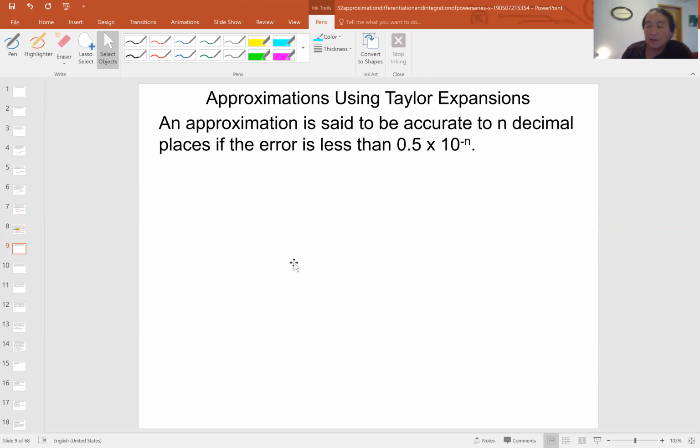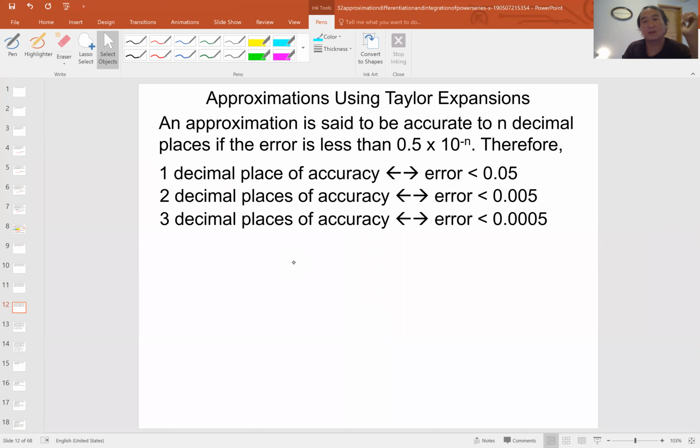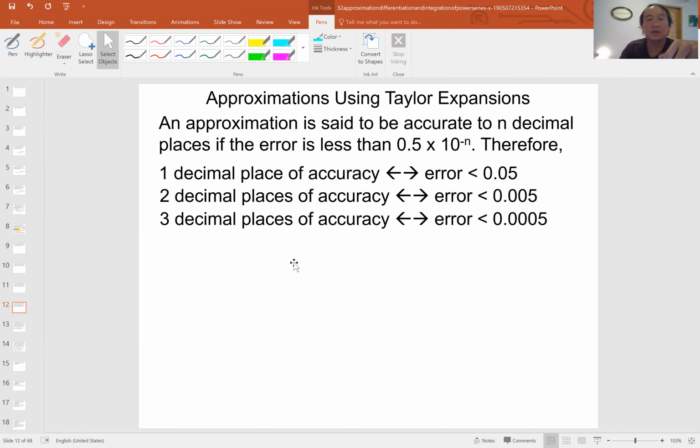In order to clarify our language, we'll first talk about what we mean by first decimal place accuracy, second decimal place accuracy, etc. First decimal place accuracy means the error is less than 0.05. Second decimal place means 0.005, and the third decimal place means three zeros. You might ask where this language came from.